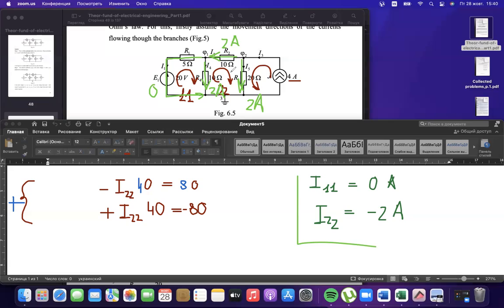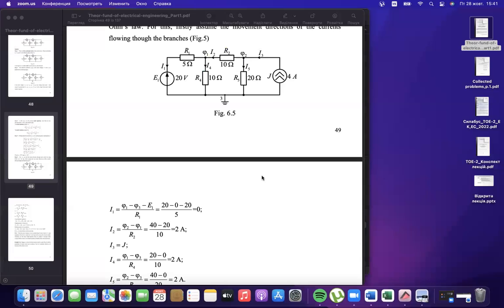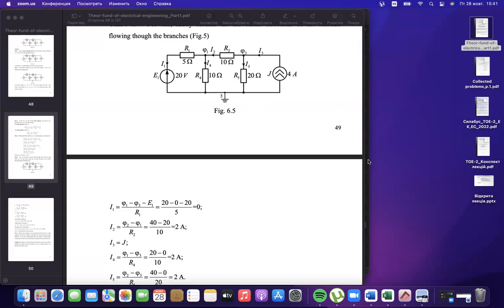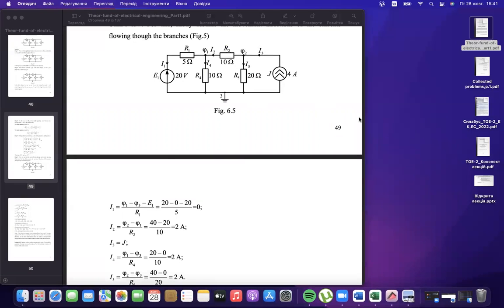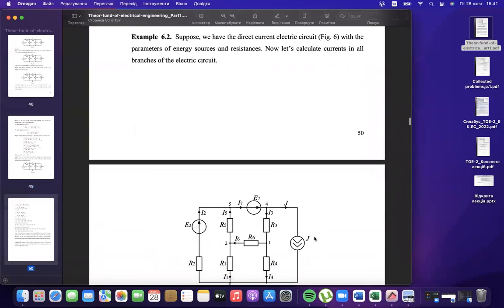Which method is simpler for this case? It is your choice. You could choose any of these methods because in any case you obtain the same number of equations. But for tasks where the number of equations differs, you choose the method which gives you fewer equations inside the system. That is how it works. Any questions about this example? No. It's clear. Okay, perfect.